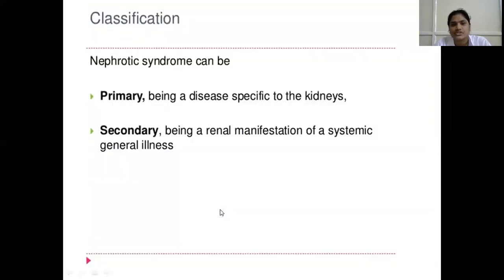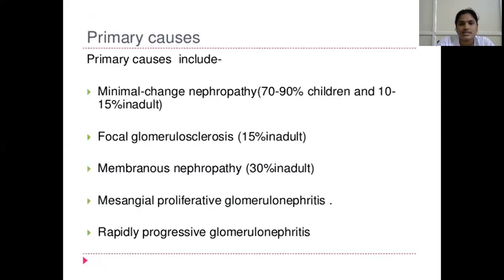So classification. It can be either due to the primary cause or the secondary cause. Primary means the disease specific to the kidneys, whereas secondary is the renal manifestation of the systemic general illnesses. So we'll see in detail. The primary causes include minimal change nephropathy. It is seen in around 70 to 90% of children and 10 to 15% of adults.